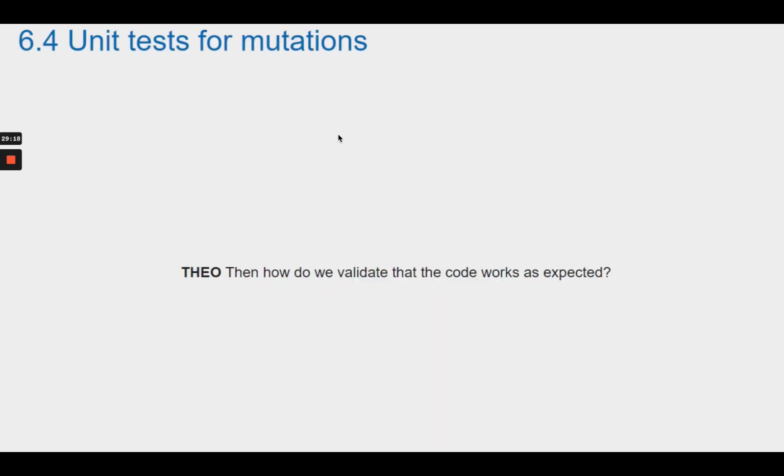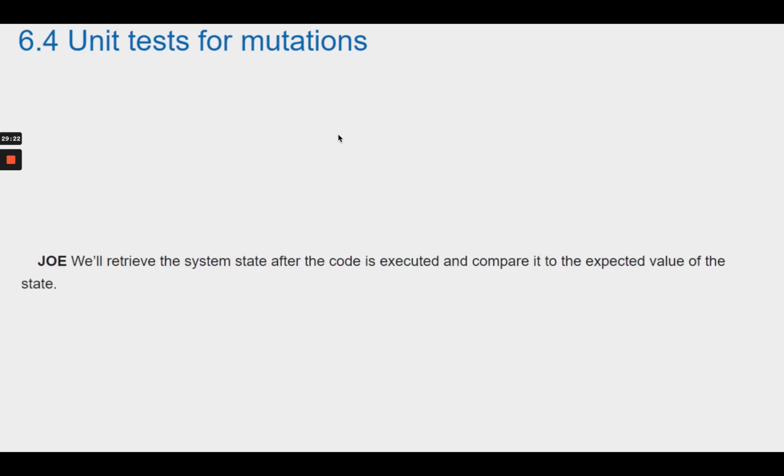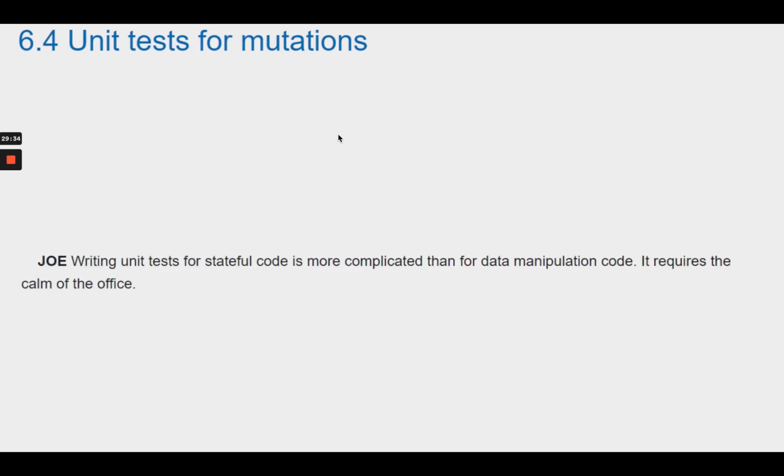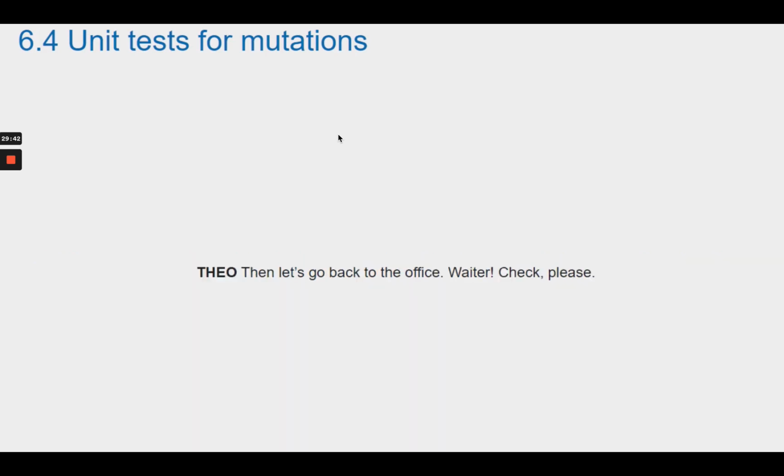Theo: Then how do we validate that the code works as expected? Joe: We'll retrieve the system state after the code is executed and compare it to the expected value of the state. Theo: Okay, I'll try to write the unit test. Joe: Writing unit tests for stateful code is more complicated than for data manipulation code. It requires the calm of the office. Theo: Then let's go back to the office. Waiter, check please.